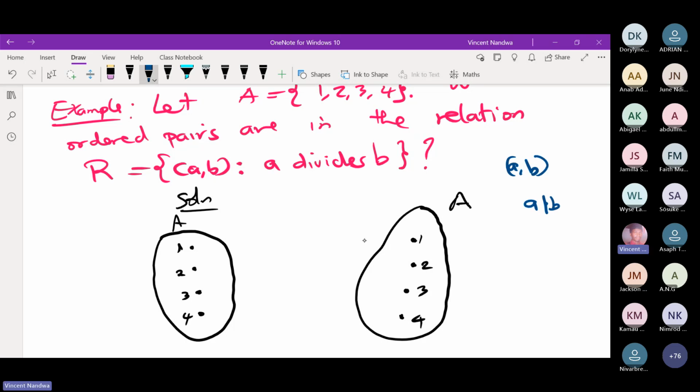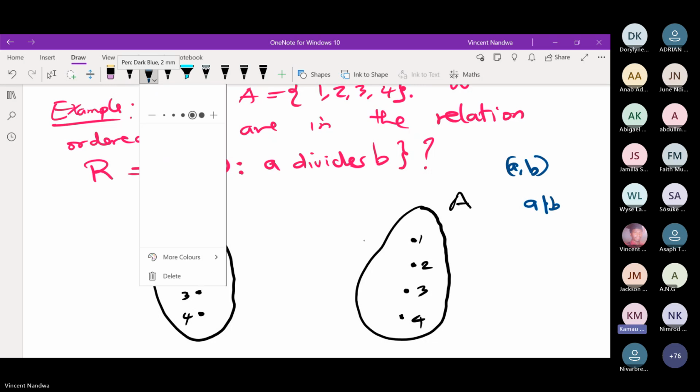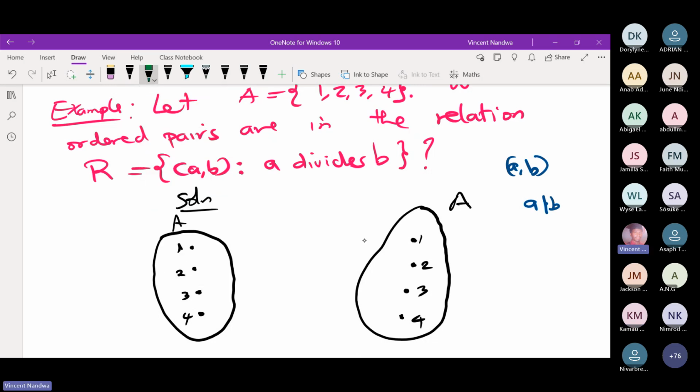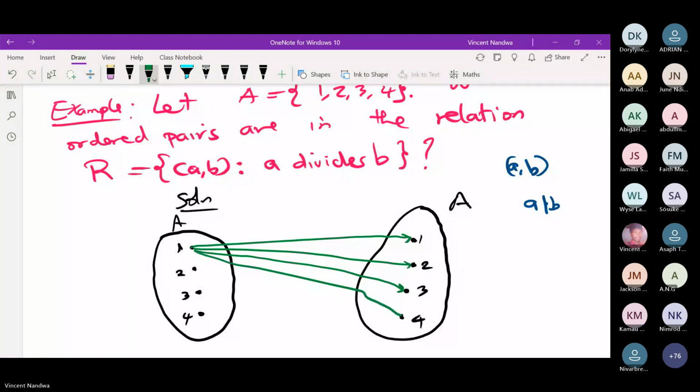Can 1 divide 1? Yes, so 1 can be taken to 1. Can 1 divide 2? Yes. Can 1 divide 3? Yes, so have an arrow from 1 to 3. Can 1 divide 4? Yes. So we have (1, 1), (1, 2), (1, 3), (1, 4) as elements of relation R.